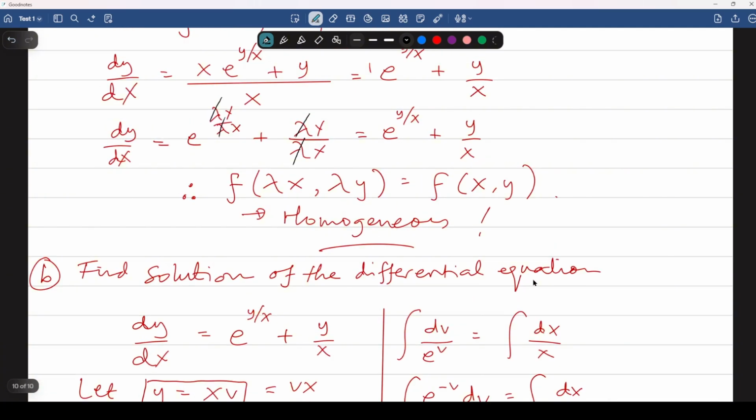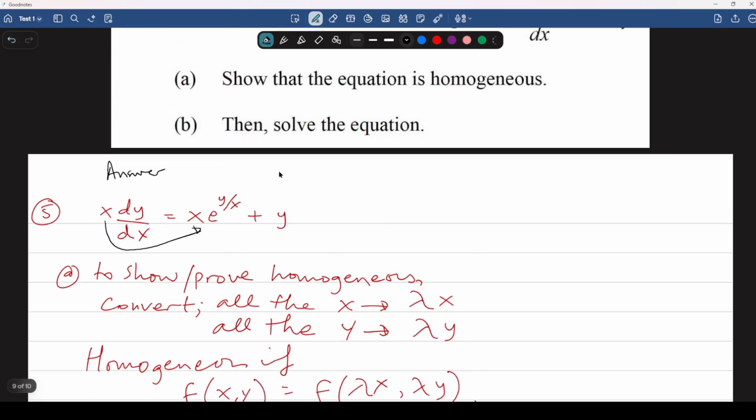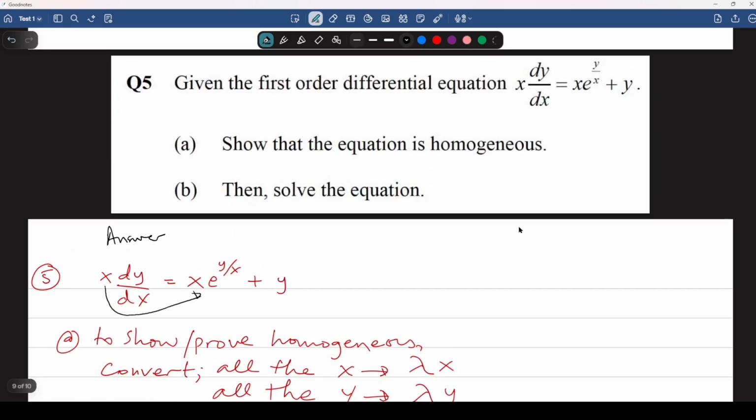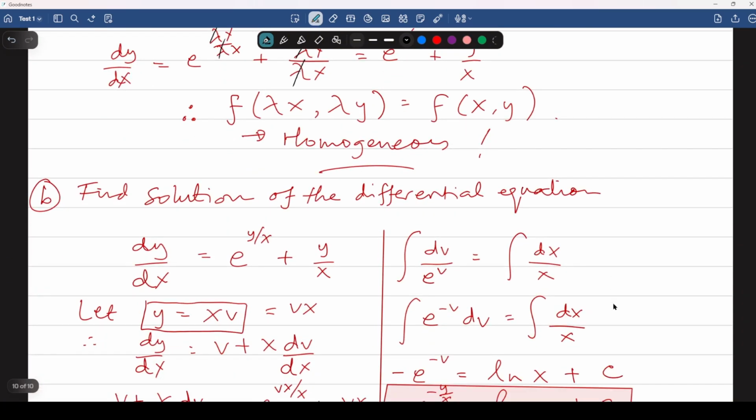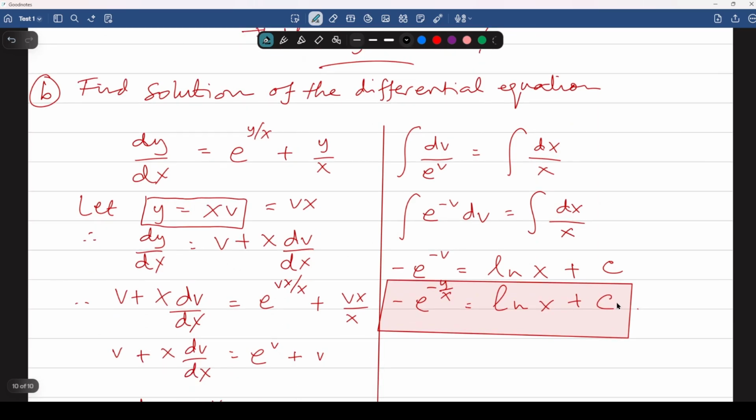The second question is to find the solution, in this case the general solution. If the differential equation is homogeneous, then the best way to solve it is by using the substitution y equals xv, or vx, however you want it. Let's say just y equals vx.